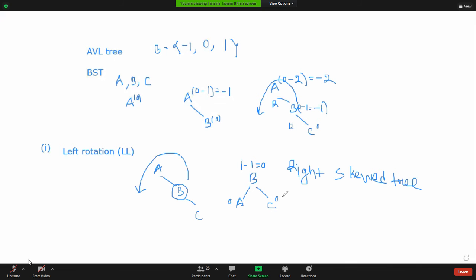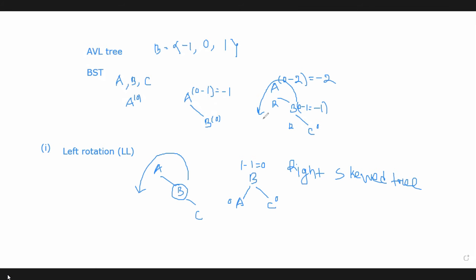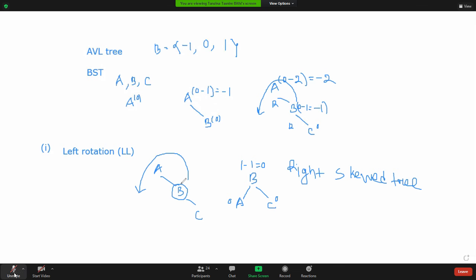Is it clear? After inserting a node in an AVL tree, we have to check whether it's a balanced tree or not. When the tree is not balanced, we can make it balanced by using left rotation. Left rotation means we take some nodes from the right subtree and add them in the left subtree. Is it clear? Okay, now the next option.